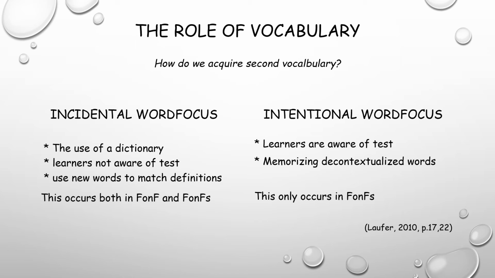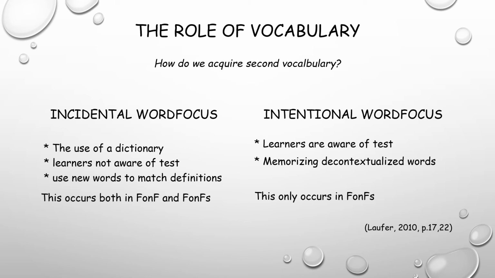Laufer writes about the hypothesis of incidental and intentional word focus. Incidental word focus contains the use of a dictionary, and the learners are not aware of a test that the teacher will be giving them. That could be because they have been working with a particular task, for example, writing 10 animal words. The learners use the 10 words in order to match their definitions and hence use the dictionary. This occurs both in focus on form and focus on forms.